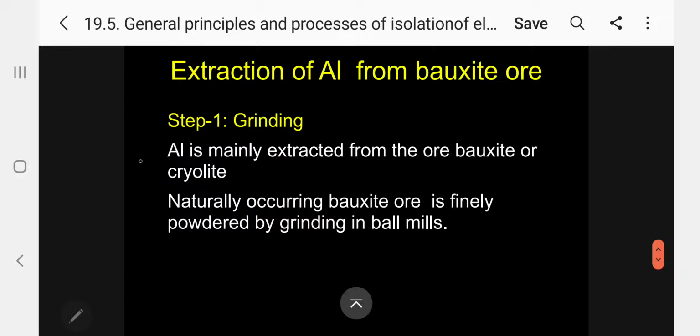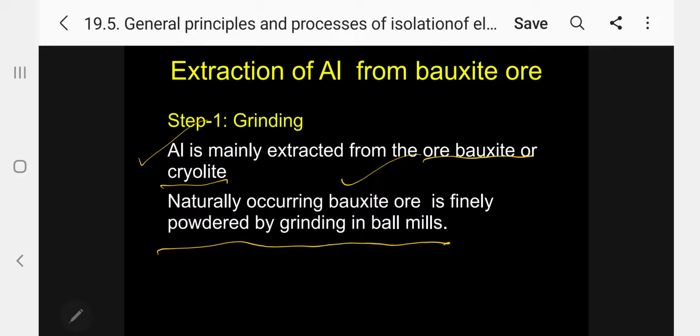First, grinding. Aluminium is mainly extracted from the ore bauxite or cryolite. Please follow. Normally we are extracting from bauxite or cryolite. Naturally occurring bauxite ore is finely powdered by grinding in pulp mills.